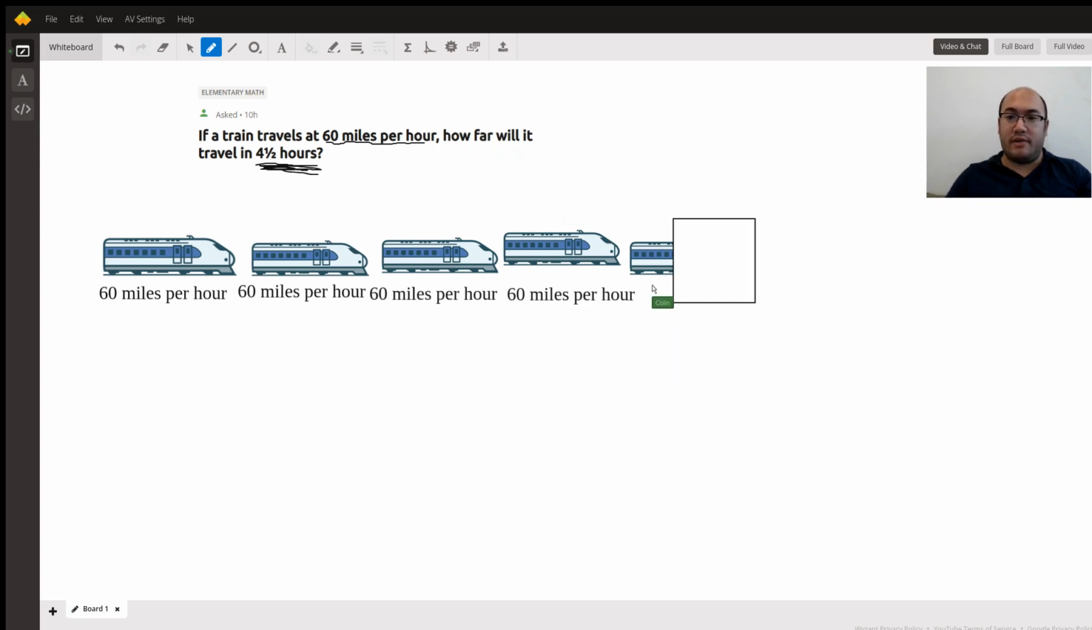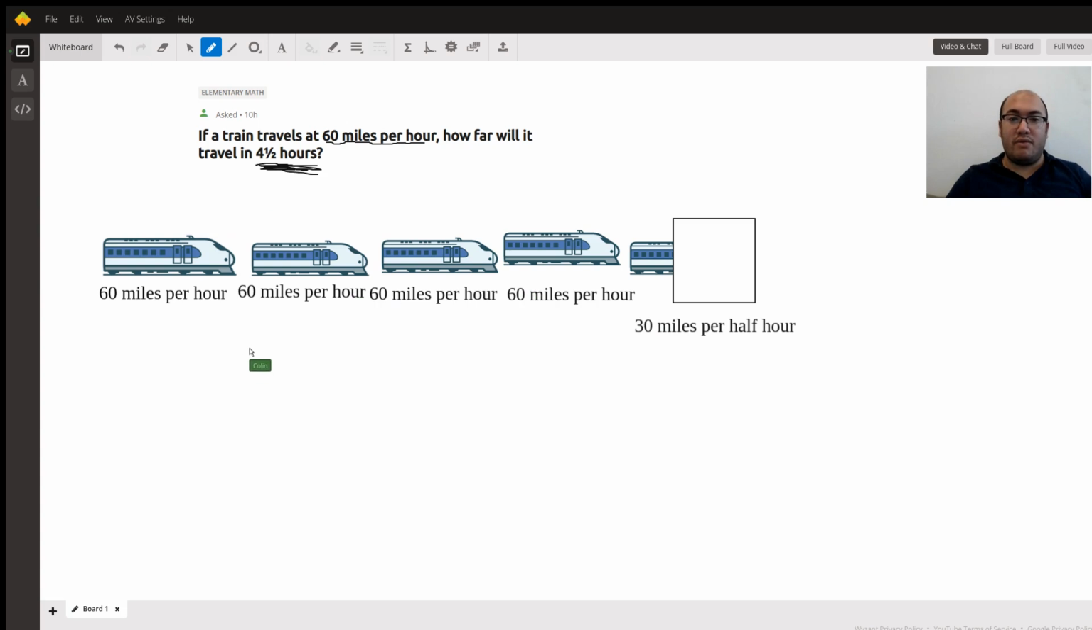So let's add next to this last half a train 30 miles, and I'm going to say per half hour. I'm just including these units because I like doing that as a math teacher. If you want to just write 60, 60, 60, 60, and 30, you can do that as well.